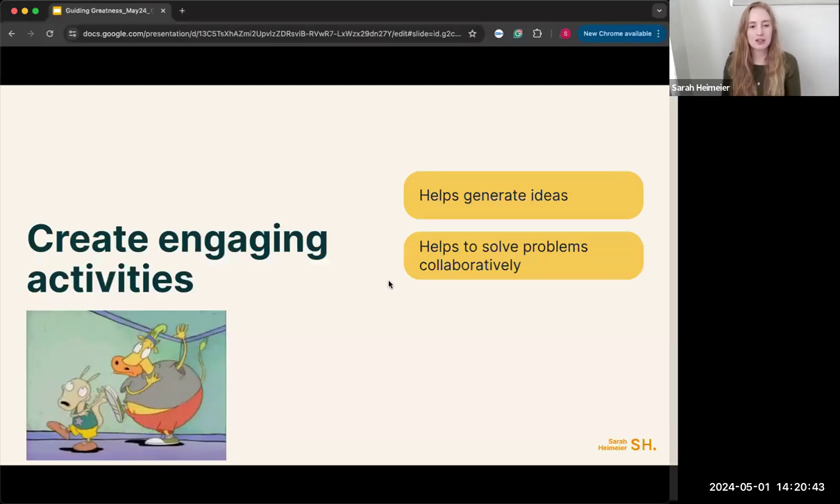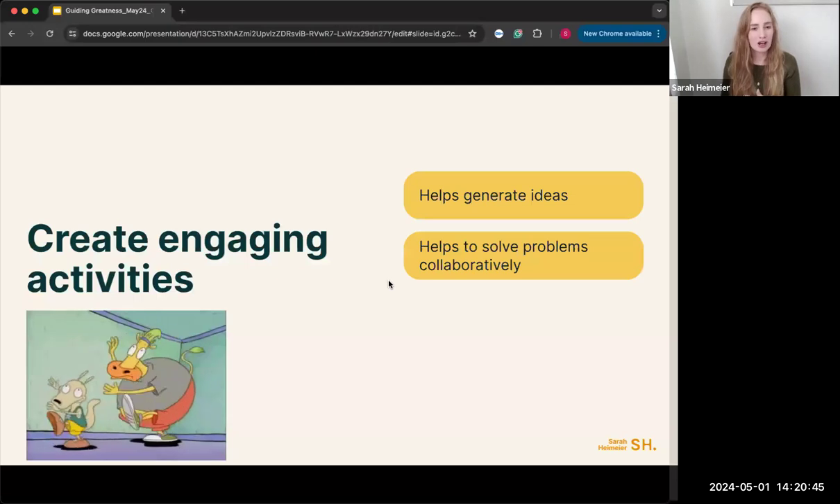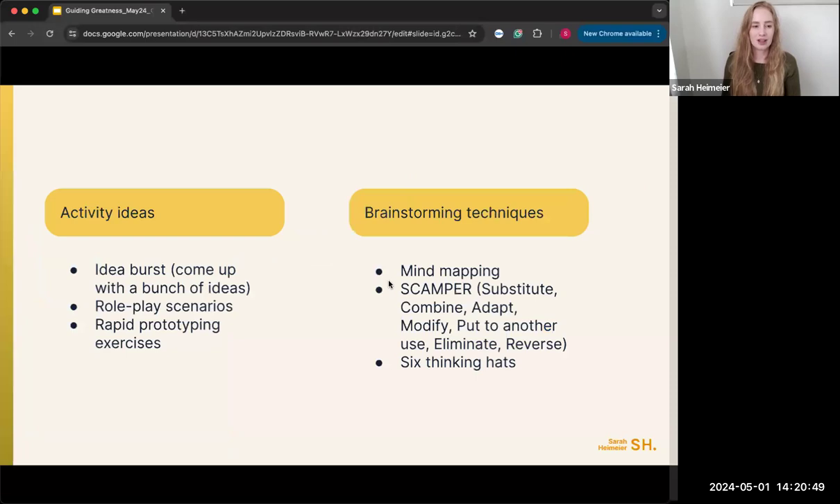And so once you've got those objectives, you're able to easily define the activities that you're going to do to get there. Here are some ideas in terms of activities, and this will depend on the phase of the design process that you're up to. Say if you're coming up with ideas, you could do an idea burst where you come up with a bunch of different ideas, or a role play of scenarios.